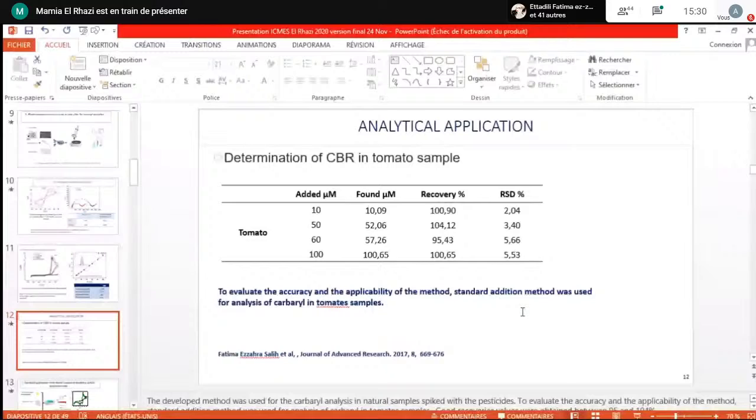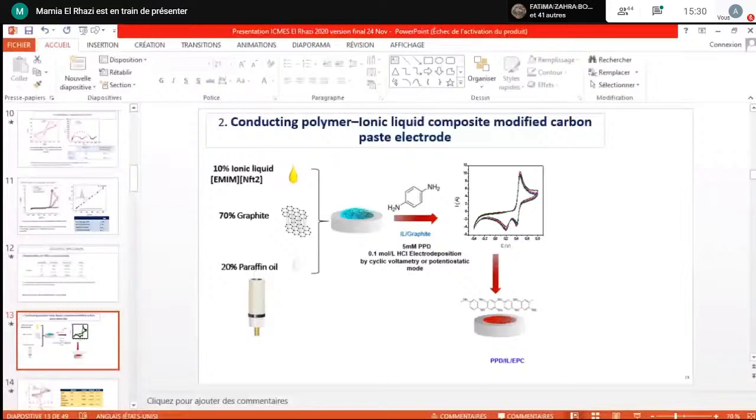Oui. Est-ce que c'est bon? Vous arrivez à suivre? Je peux continuer? Yes, yes. Okay.